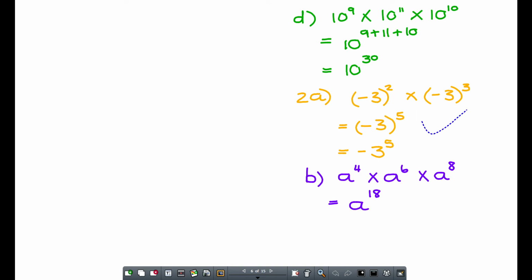Now you could have stopped there, but just in case someone went further and got rid of those brackets, a minus multiplied with itself 5 times, meaning minus times minus times minus times minus times minus. Because that 5 is an uneven number, your answer will be a negative. Okay, and then 3 to the power of 5. Any questions there? Then B was straightforward. All my bases were A and I'm multiplying, so I can add exponents. So my answer will be A to the power of 18.